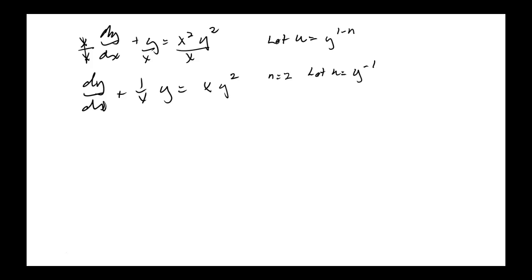Let u equal y to the 1 minus n. Okay? And in this case, your n was 2, so it would be 1 minus 2 is minus 1. So let u equal y to the minus 1. Okay. Now, what we have now, except we've got a little bit of a problem here. Now they go on and write it this way.